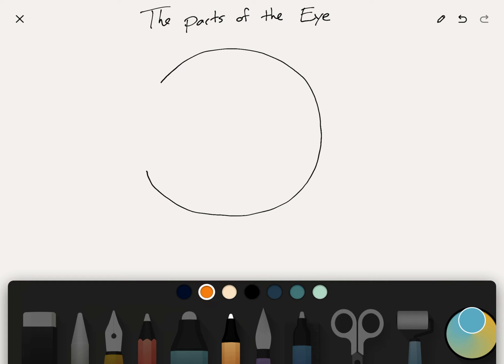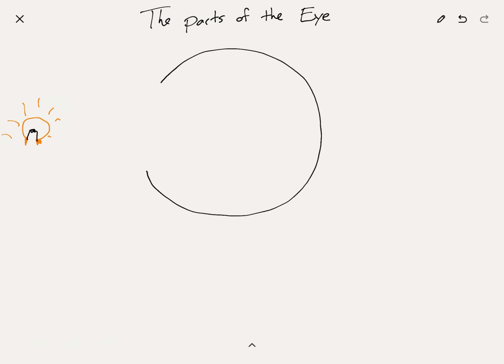Okay, and we're going to start out by making a backwards letter C. And we're doing it that way because we're going to say that our light source is over here. Okay, and so it's going to be producing light this way. So obviously, in order for us to see that light, we're going to have to be looking this way.